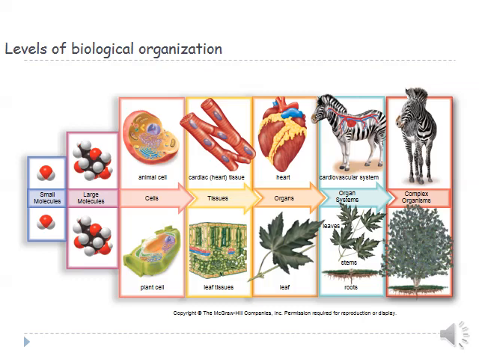The heart is part of the cardiovascular system. The cardiovascular system consists of the heart and all the associated great vessels. The cardiovascular system is just one of 11 organ systems found in the zebra.